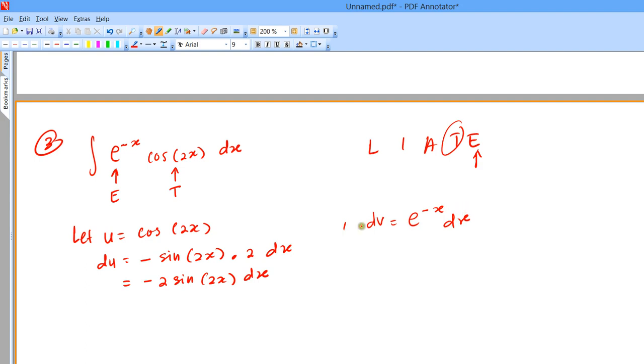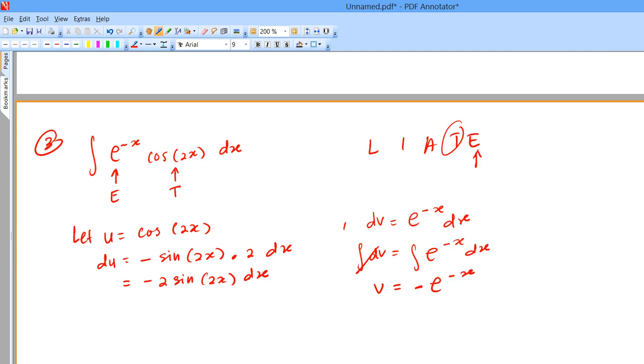And then integrate both sides. Integrate dv equals integrate e to the power of negative x dx. So on the left hand side you can cancel out the notation for integration and differentiation. So we get v equal to, and on the right hand side you just need to integrate e to the power of negative x with respect to x. So we get negative e to the power of negative x.